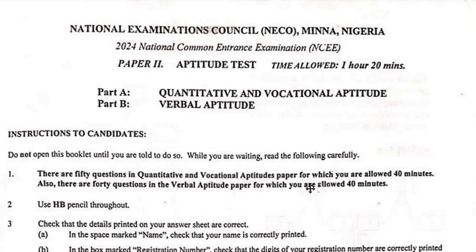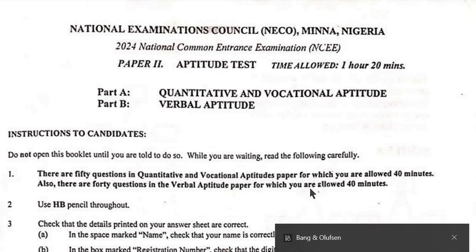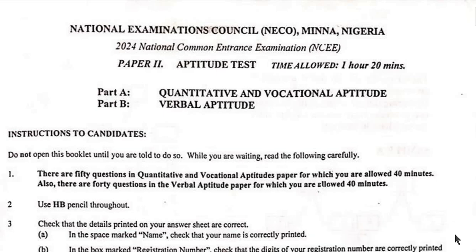You're welcome. This is 2024 National Common Entrance Examination Paper 2. In the previous lessons, we've looked at quantitative aptitude. So for this lesson, we'll be looking at the vocational aptitude of this part A.